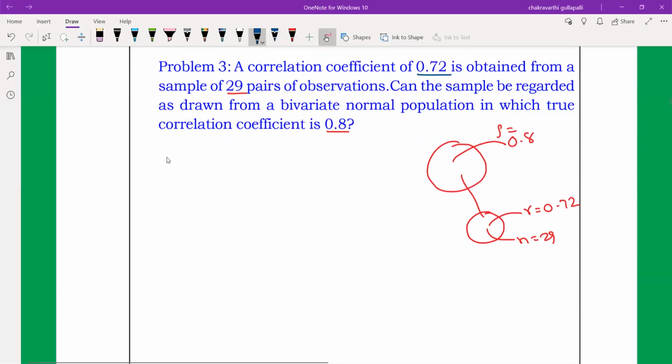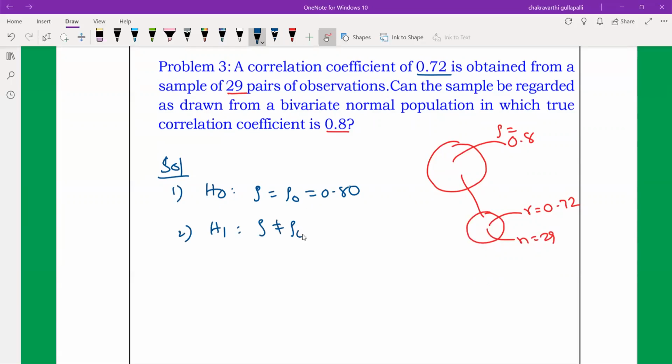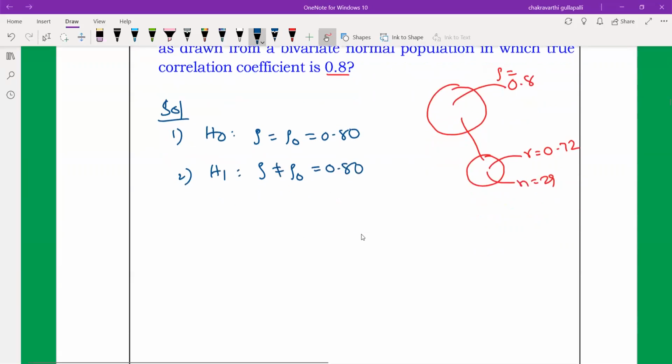Step 1: H0: rho is equal to rho naught, where rho naught value is 0.80. Step 2: H1: rho is not equal to rho naught. That is, under H0 rho equals 0.80, there is no difference between rho and r.